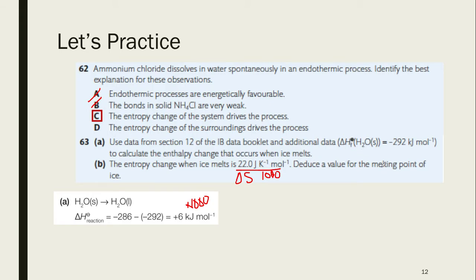So deduce a value for the melting point. We want to find the melting point, which would be a temperature. We did that on the previous slide, where the temperature equals delta H over delta S, and we will see where they multiplied the enthalpy change by 1,000 to get it to joules. When you do that, you get 273 Kelvin. So ice melts at essentially 0 degrees Celsius, or 273 Kelvin.